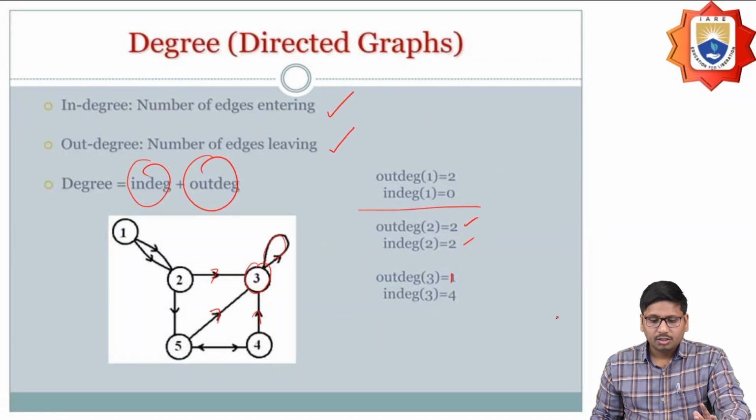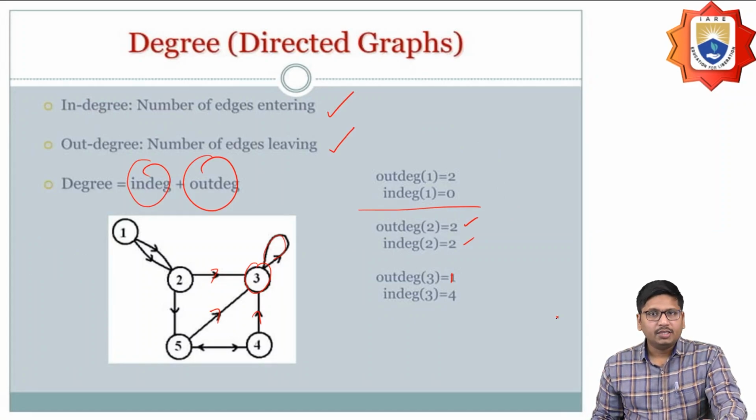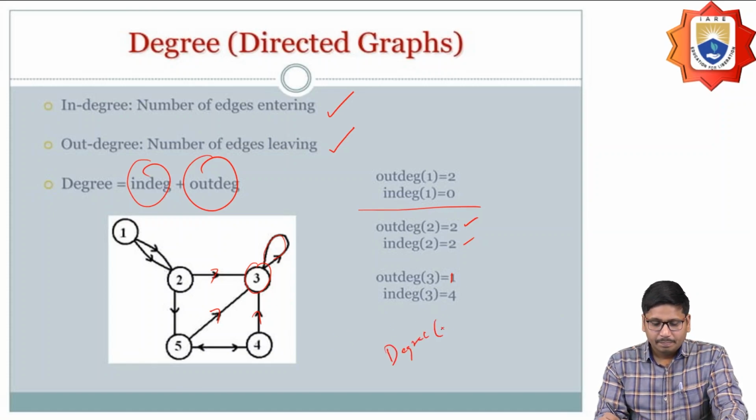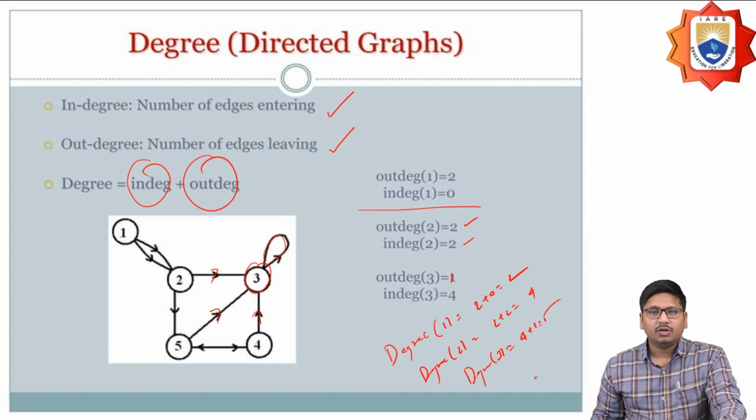Here the degree of the graph can be calculated as follows. The number of edges incident on the vertex is treated as the in degree, and the number of edges leaving the vertex is called the out degree. How are we going to calculate the total degree? The degree of 1 is 2 plus 0, that is 2. Similarly, the degree of 2 is 2 plus 2, 4. And the degree of 3 is 4 plus 1, 5. Like this, we calculate the degree of the graphs.